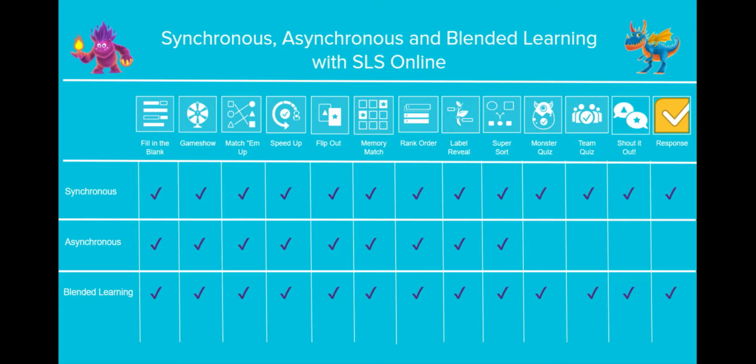Asynchronous learning occurs through online channels without real-time interaction. Finally, blended learning is a hybrid of synchronous and asynchronous learning.